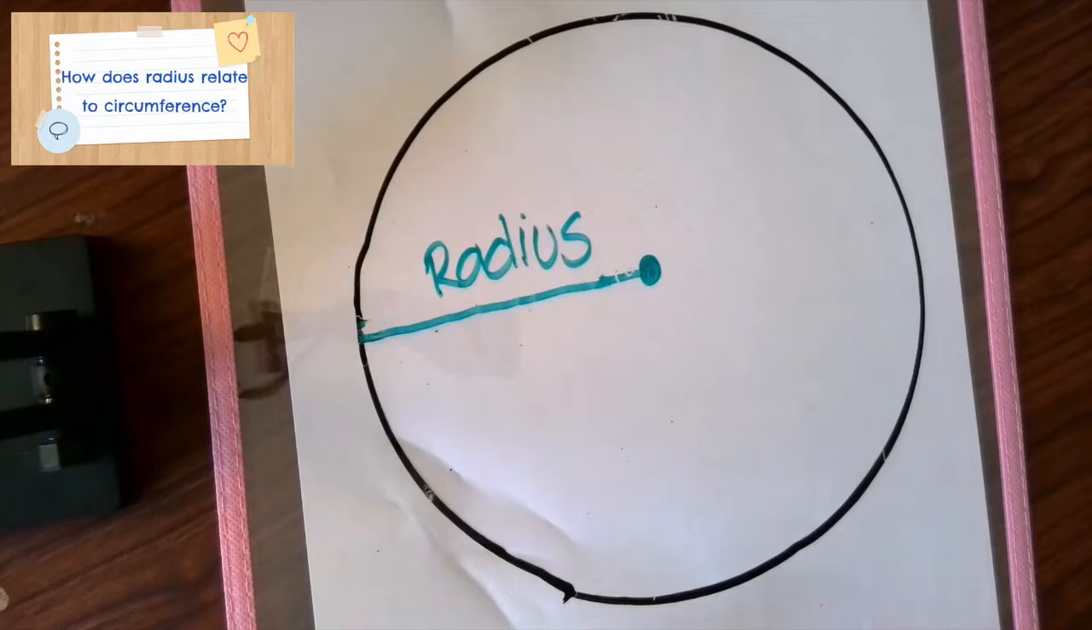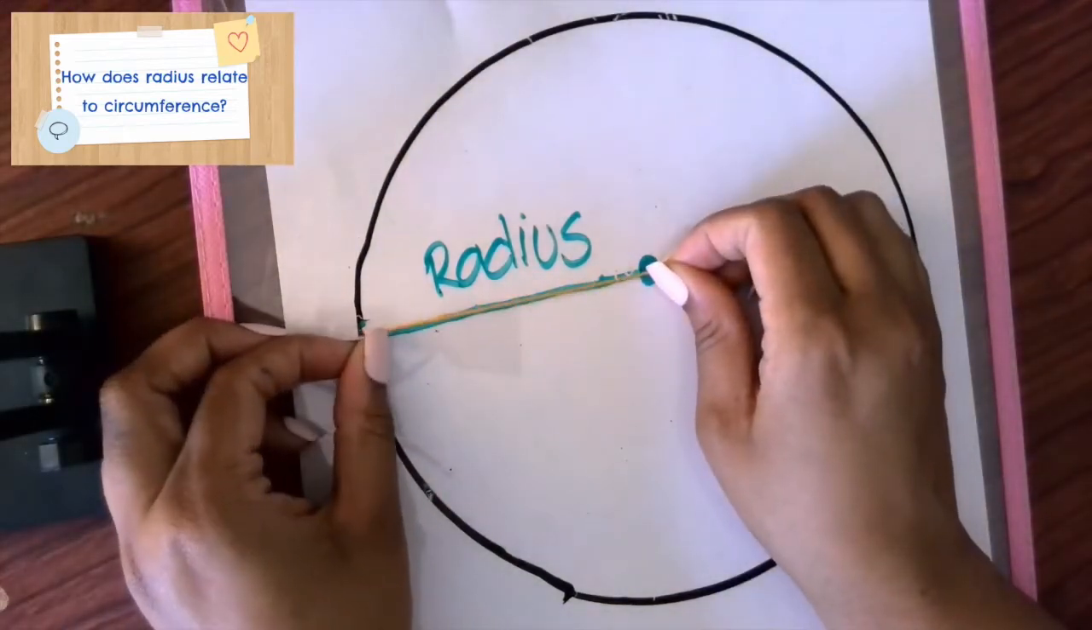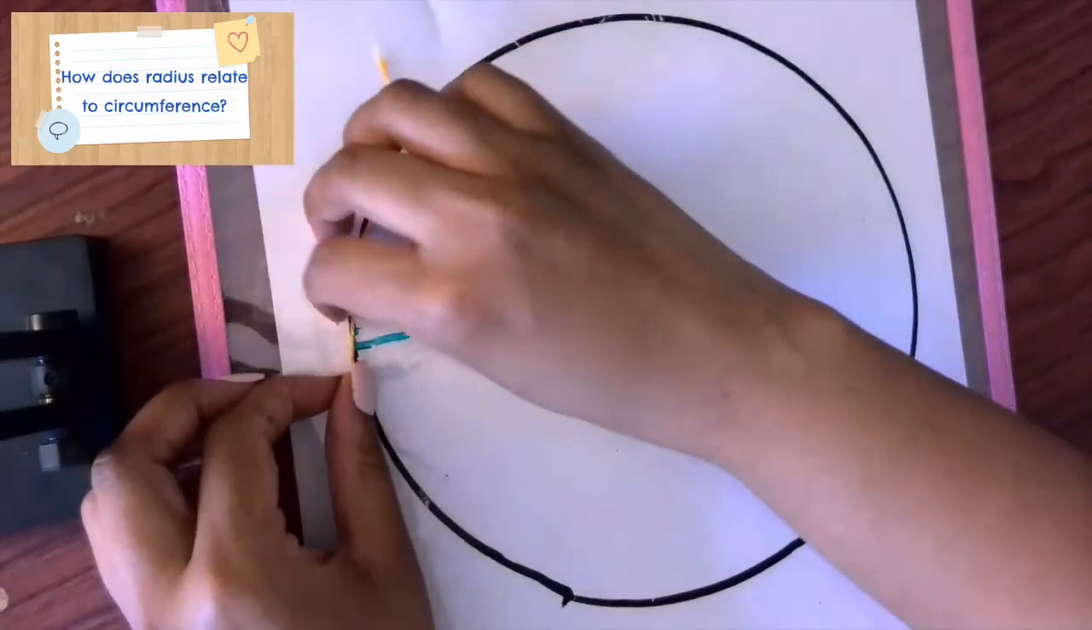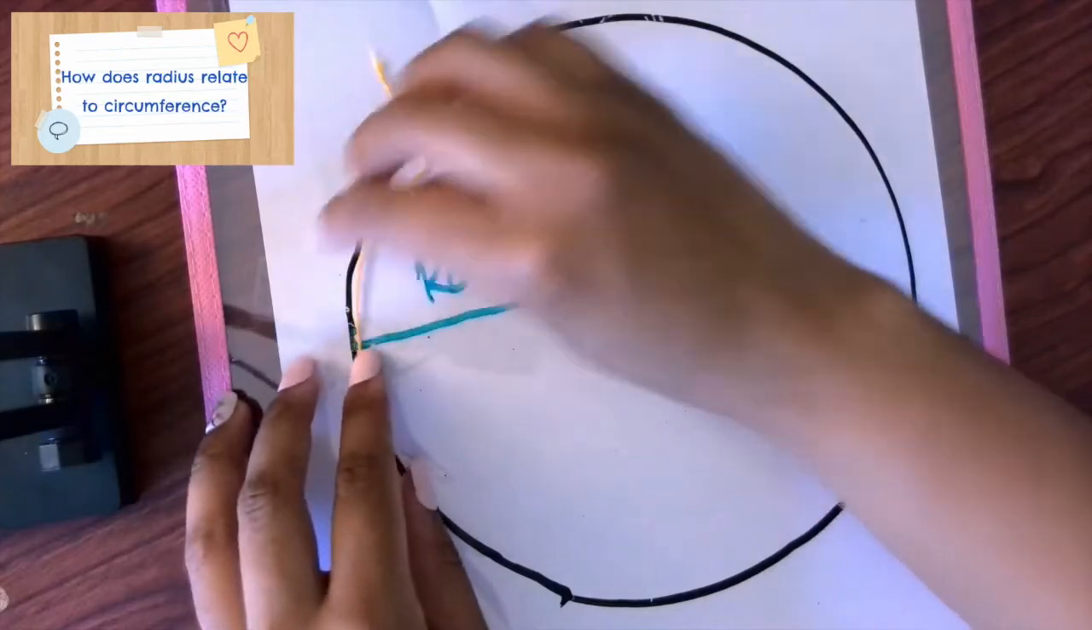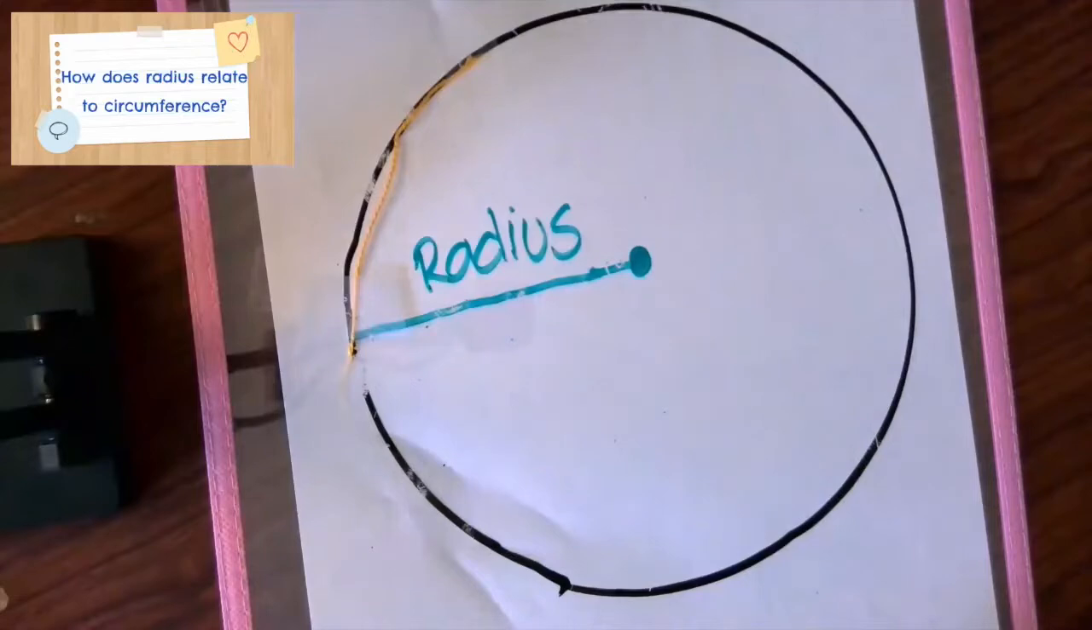Let's test it out again using string. I have the length of a piece of string that is the length of 1 radius, and I'm going to tape that around the circumference of this circle. That's 1.